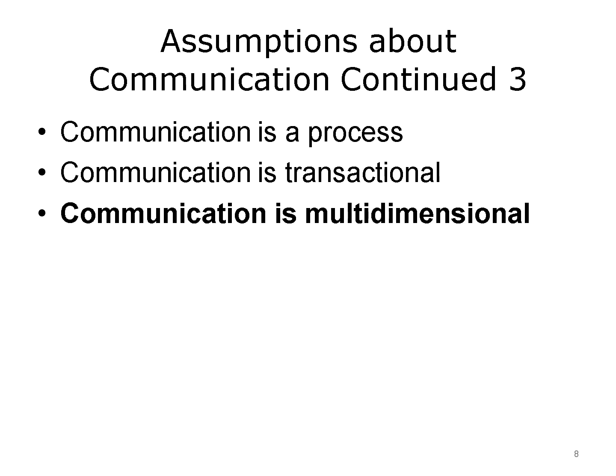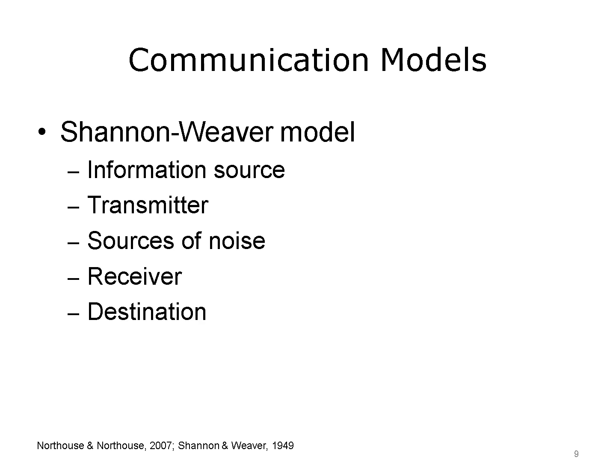Northouse and Northouse discuss a variety of communication models. One of the oldest communication models is known as the Shannon and Weaver model. Developed in 1949, the model contains 5 components, which are focused around the message itself. They are 1. Information source, 2. Transmitter, 3. Sources of noise, 4. Receiver, and 5. Destination. The information source is the actual message content of the conversation.